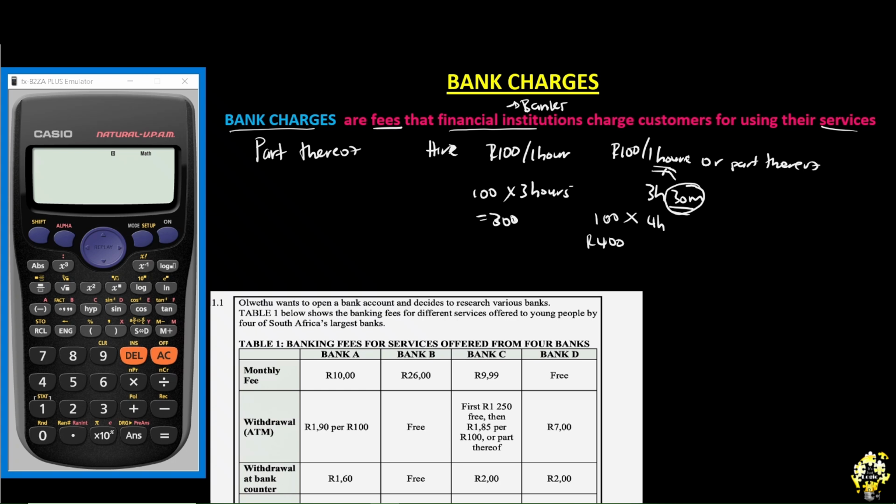And when I say part of an hour, I mean part of an hour. Part of an hour can be 1 minute, can be 2 minutes, can be 59 minutes. It is going to be treated as the whole hour.